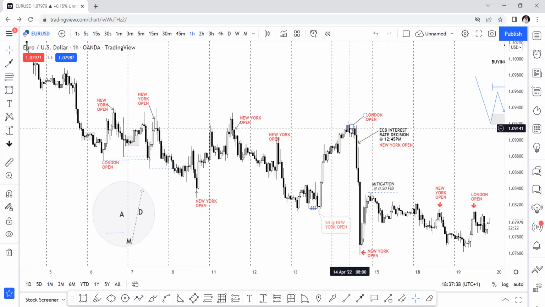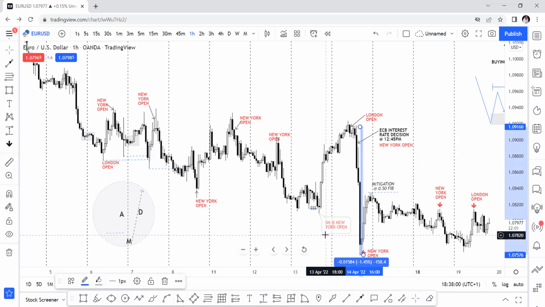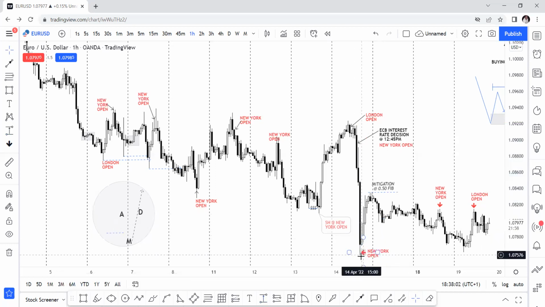You can imagine here, we have London trying to reverse the trade already prior to the news. London is already reversing the trade here. London Open, it's already reversing the trade. Then the news came in and a huge sell. That's almost about 158 pips on that news. Big sell.